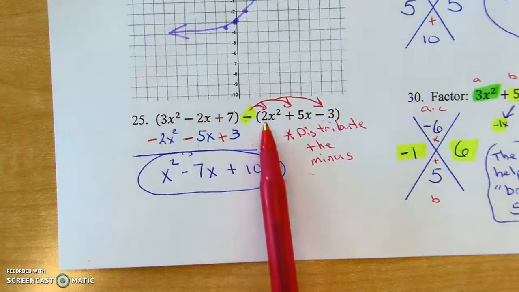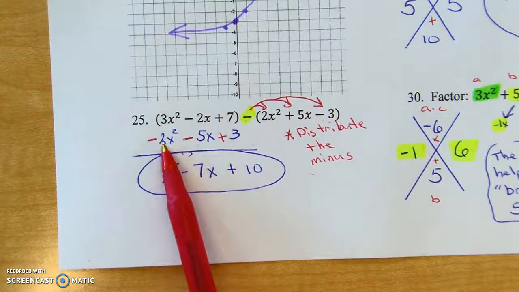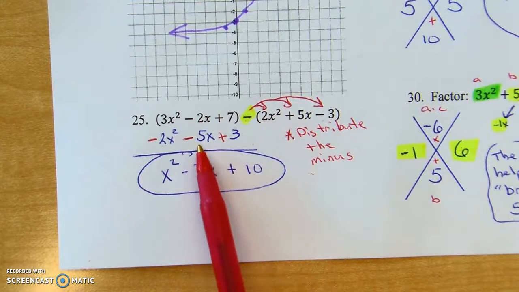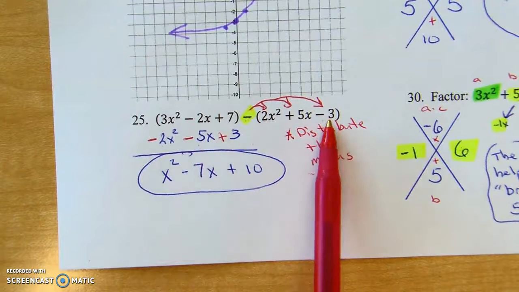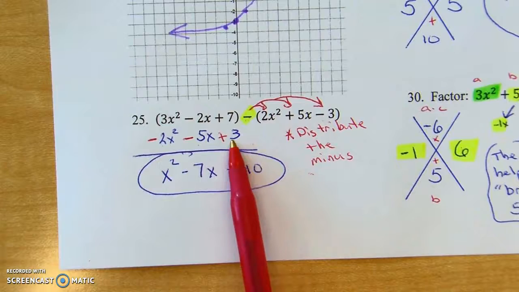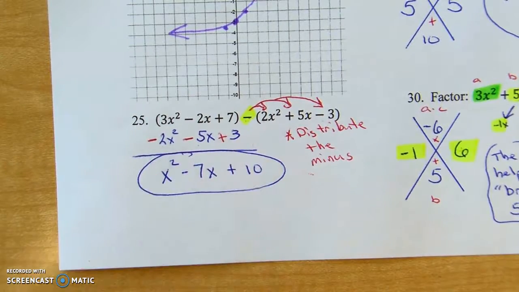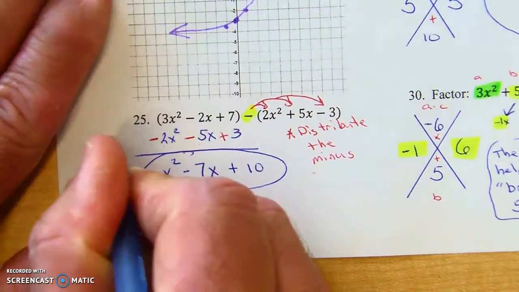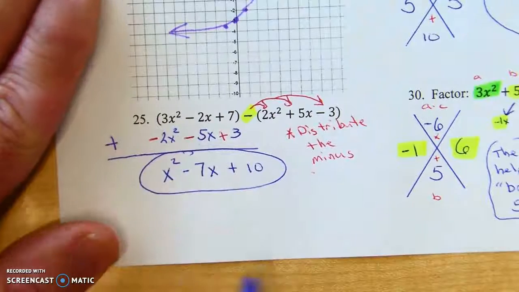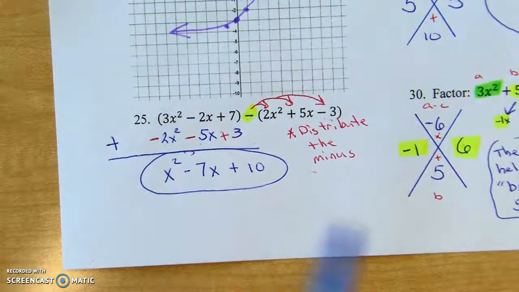So the 2x squared became negative 2x squared. Positive 5x became negative 5x. And then negative 3 has to become positive 3. Then you can go ahead and add them together. So I can even add a big plus sign right there. And you can see the result: x squared minus 7x plus 10.